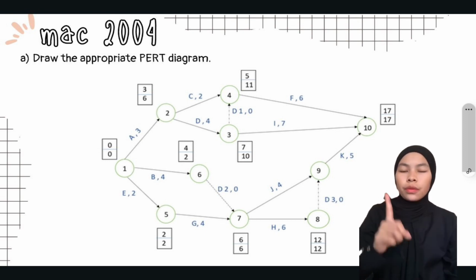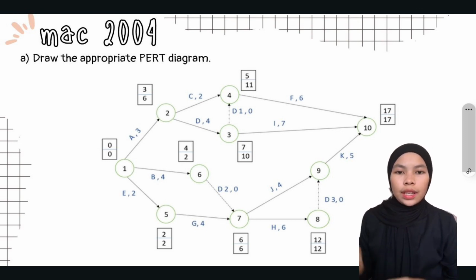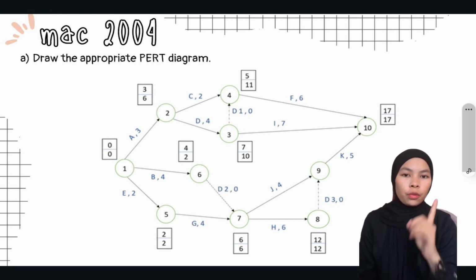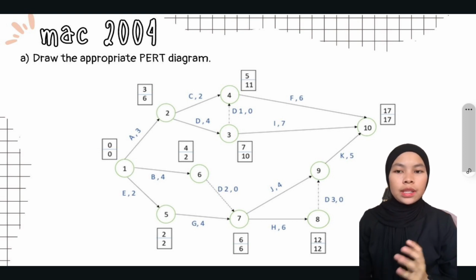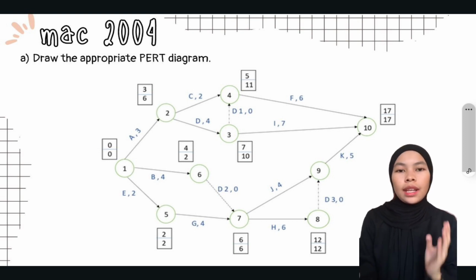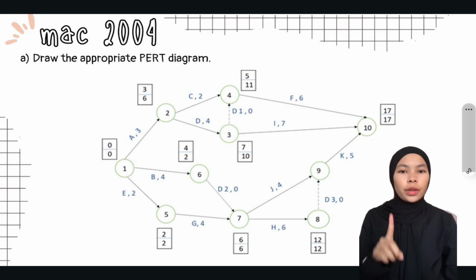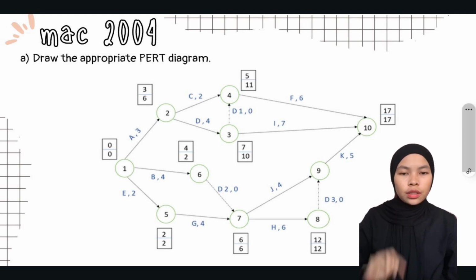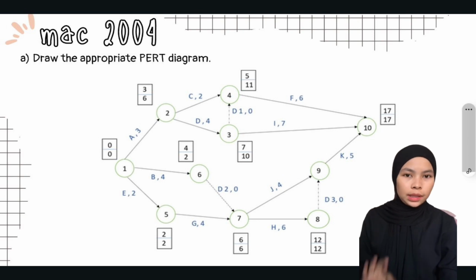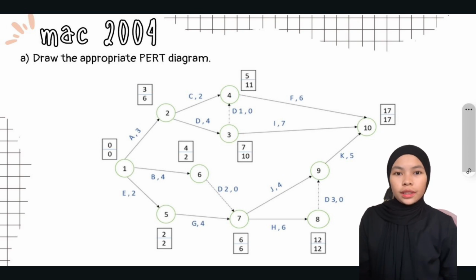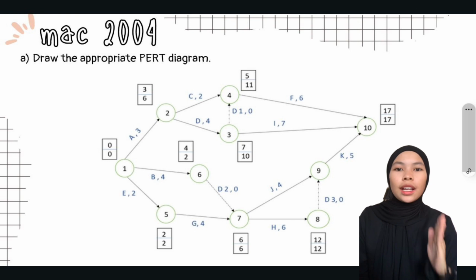First, the activities that have no predecessor will start at node 1. So from the table we can see that activities A and B have no predecessor and will start at node 1. So from node 1, draw 2 arrows to show A and B, and also put the time beside the alphabet.